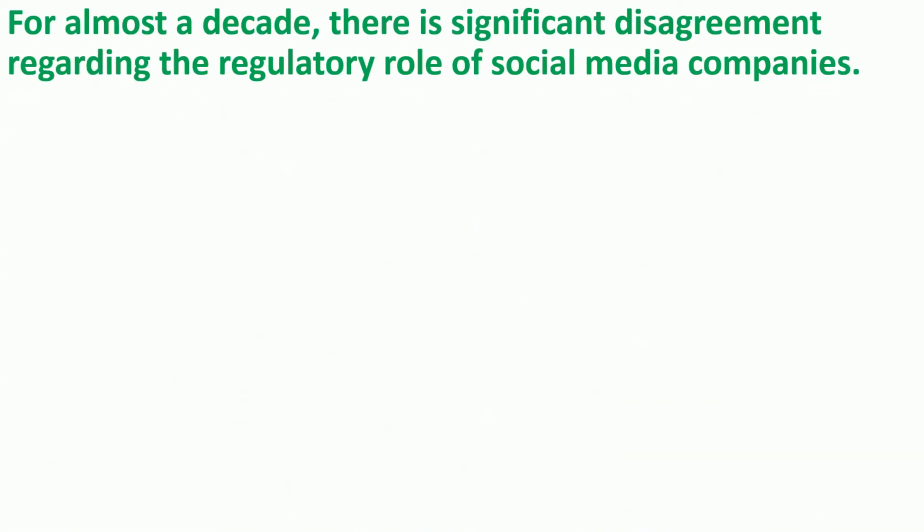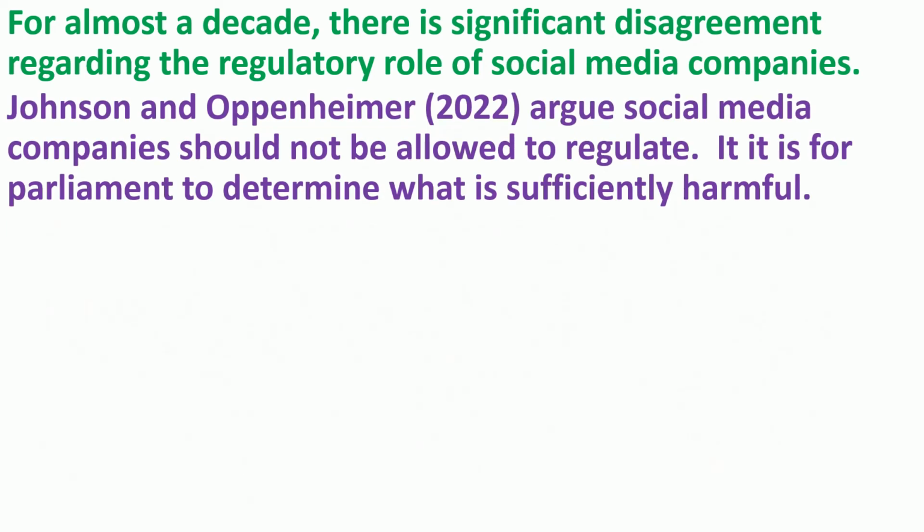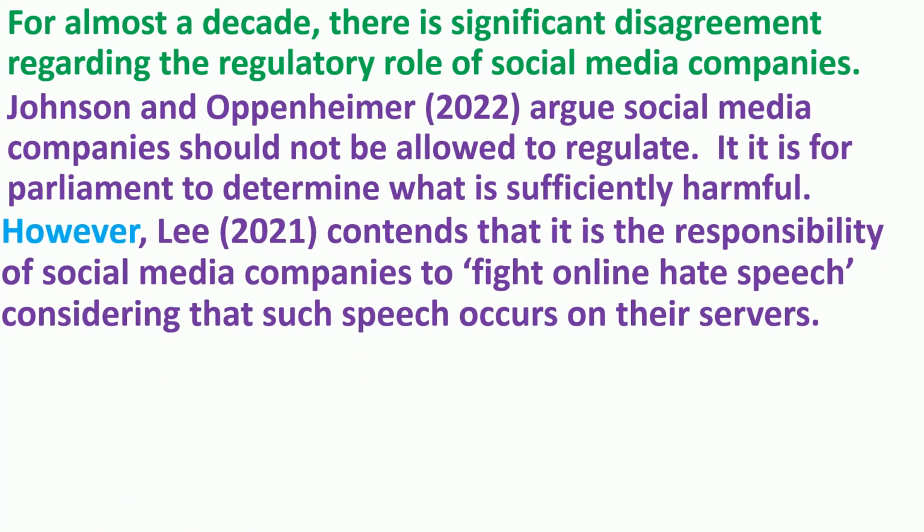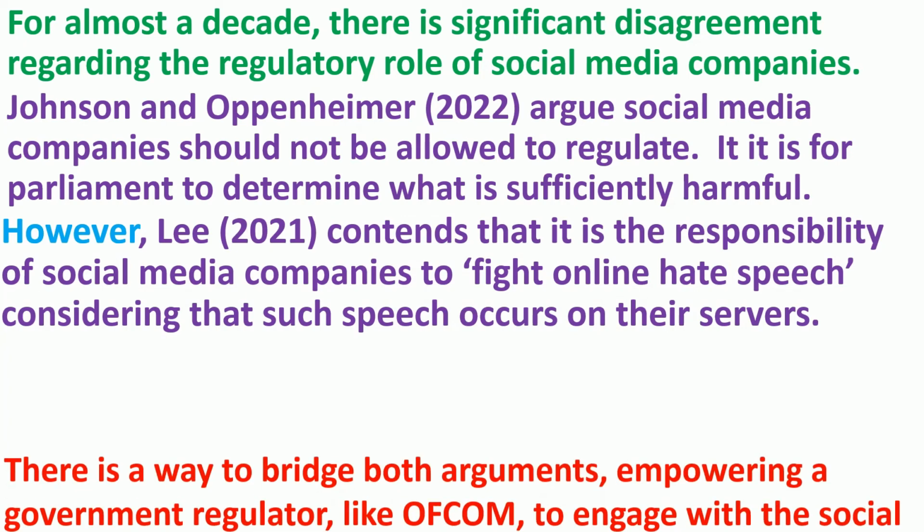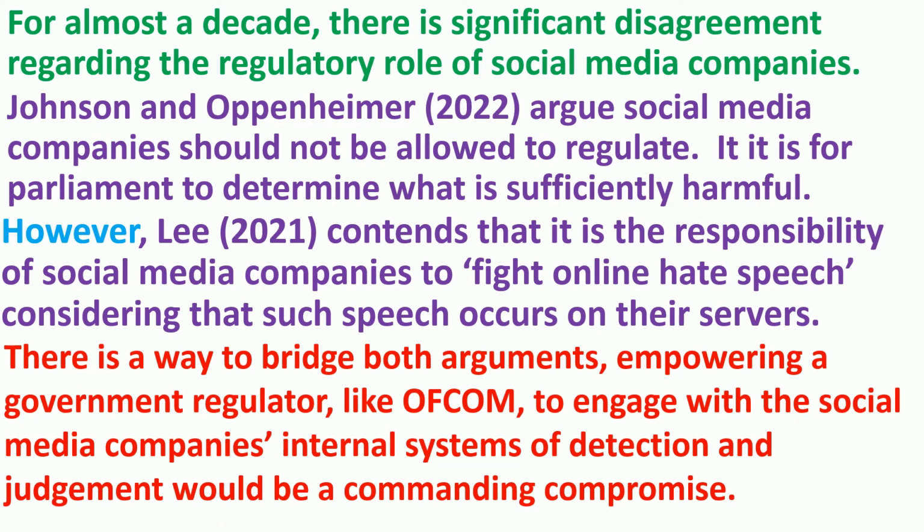So once again, we have the introduction sentence. We have one side of the argument from Johnson and Oppenheimer and another side of the argument by Lee. Then we put our academic voice forward. There's a way to bridge both arguments. Empowering a government regulator like Ofcom to engage with the social media company's internal systems of detection and judgment would be a commanding compromise. So you don't have to choose a side. You could try to find a way to bridge both arguments.